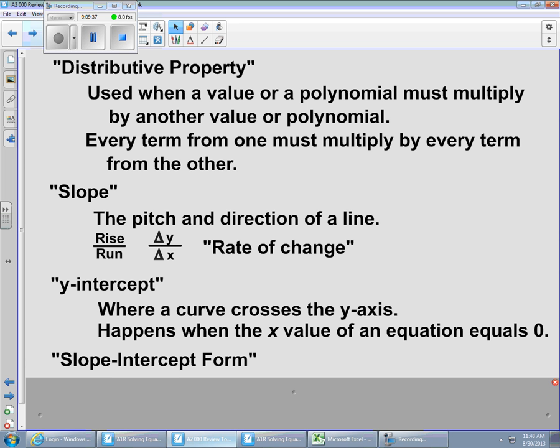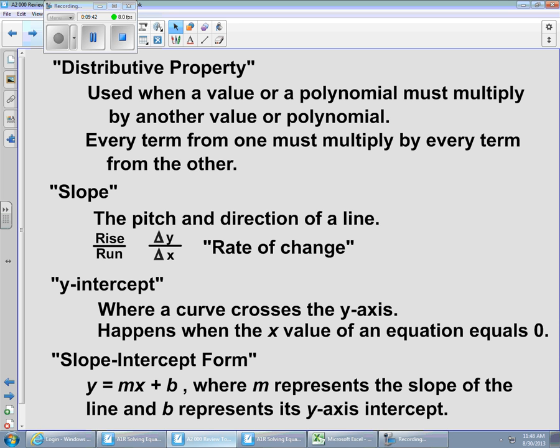Slope-intercept form, that was another thing that popped up on the quiz yesterday. Hopefully everybody knows that slope-intercept form represents a line, and the format is y equals mx plus b, where m represents the slope of the line, and b represents its y-axis intercept.